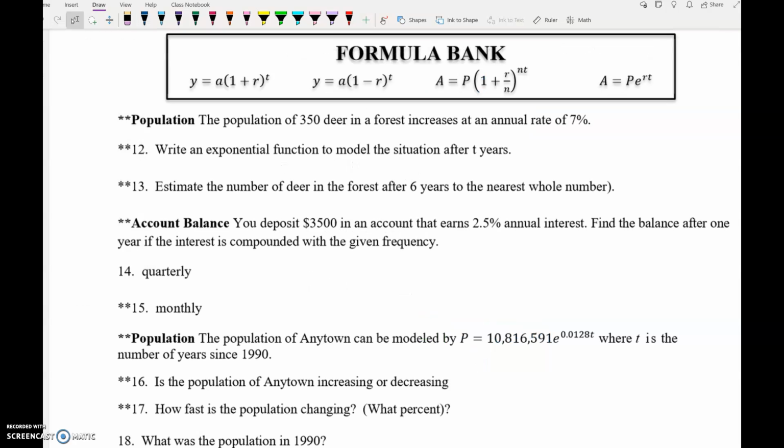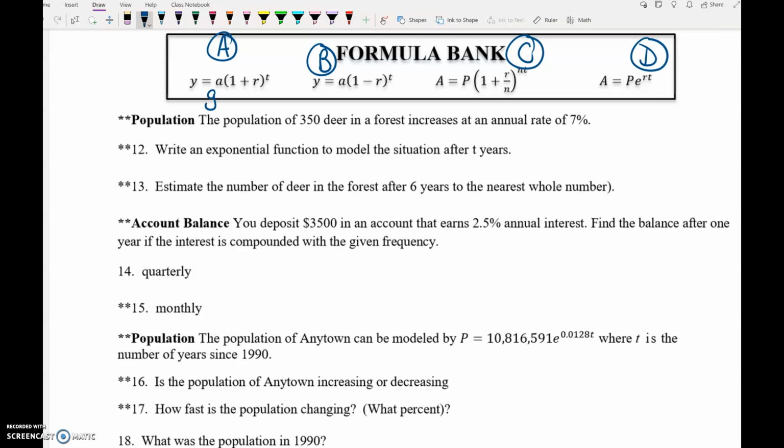On the test, you will have this formula bank. So the formulas will be given to you, but it will not explain to you when to use which formula. So that's what you need to know. That's what you need to potentially put on your note card. I'm going to call this first one equation A, the second one equation B, the third one equation C, and the fourth one equation D, or formula A, B, C, D.